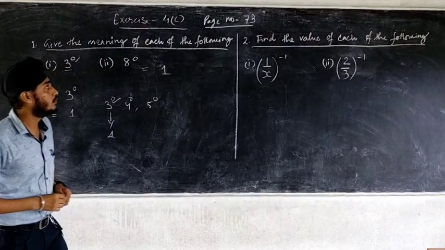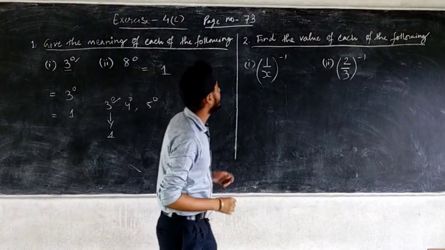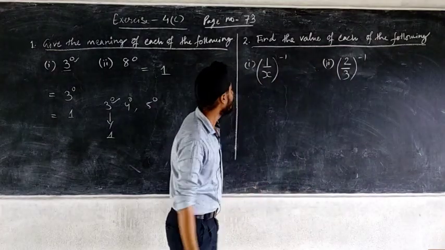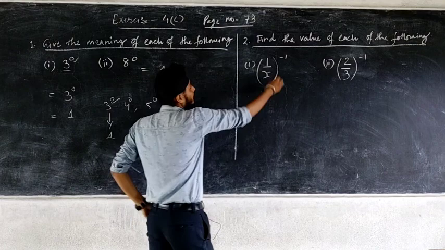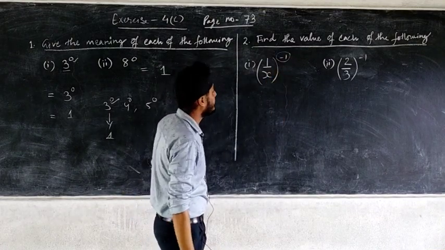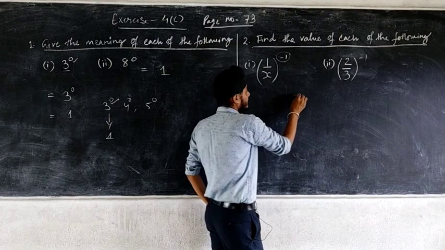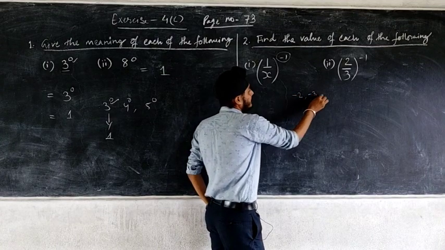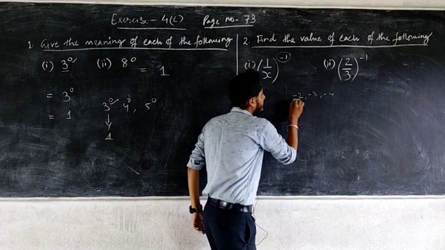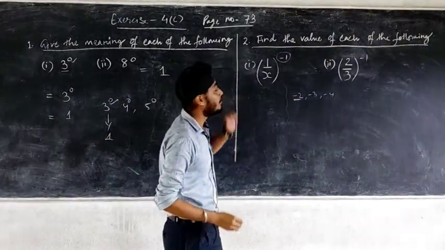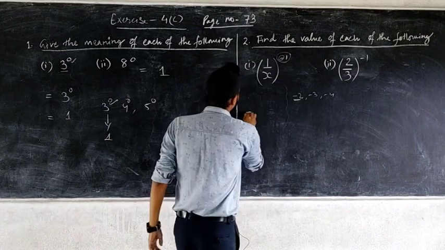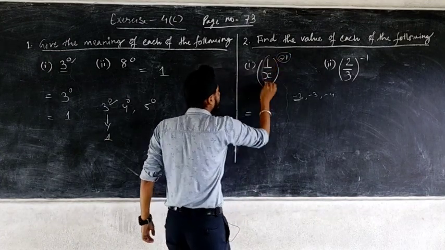So now let us do question number 2. In question number 2 it's given: find the value of each of the following. Now in this question you can see that the power is -1. So whenever there is a negative power, suppose -2, -3, -4, clear? So how to do that? In order to remove this minus sign, what will you do? You will take the reciprocal.